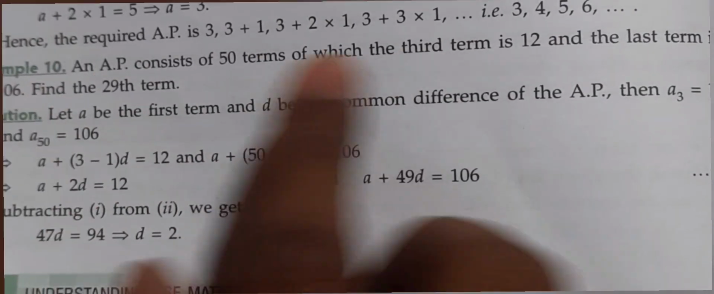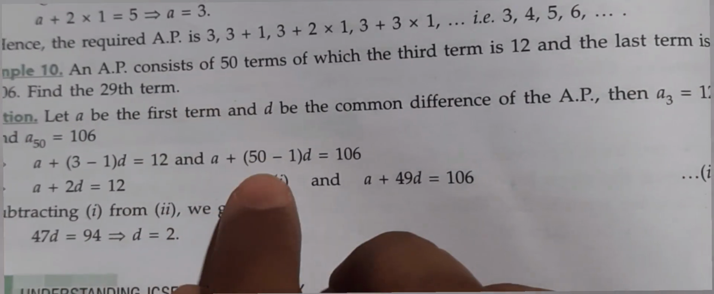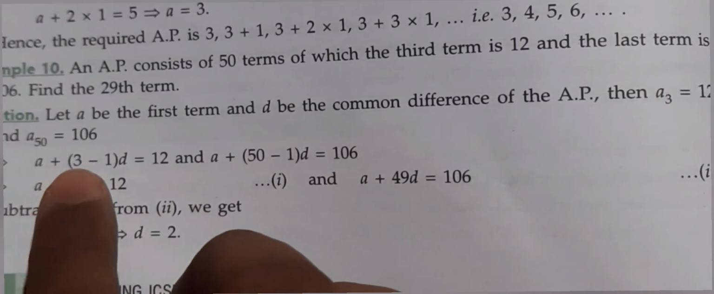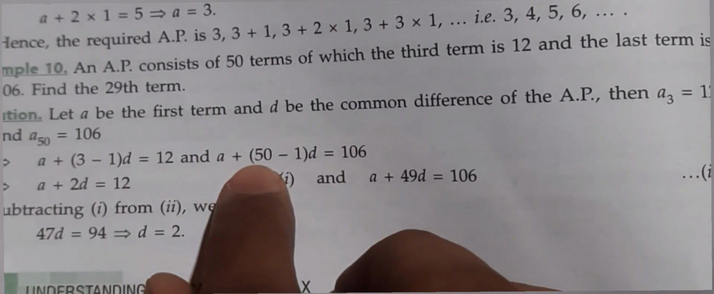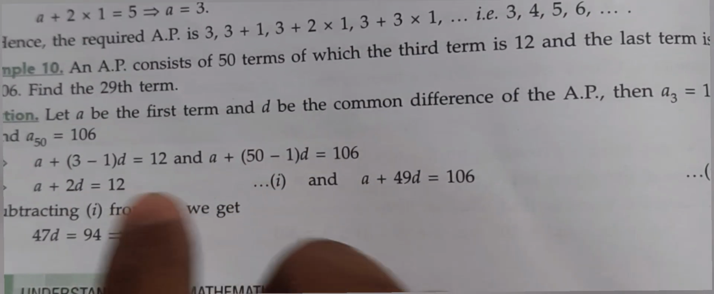106, because the last term value is 106. So how many total terms? 50 terms are there. So a plus 49d is equal to 106. If they are saying the third term, it will be 2d. Why? Because n minus 1 is there. If they are saying 50th term, a plus 49d, because n minus 1. So these two equations we are having.